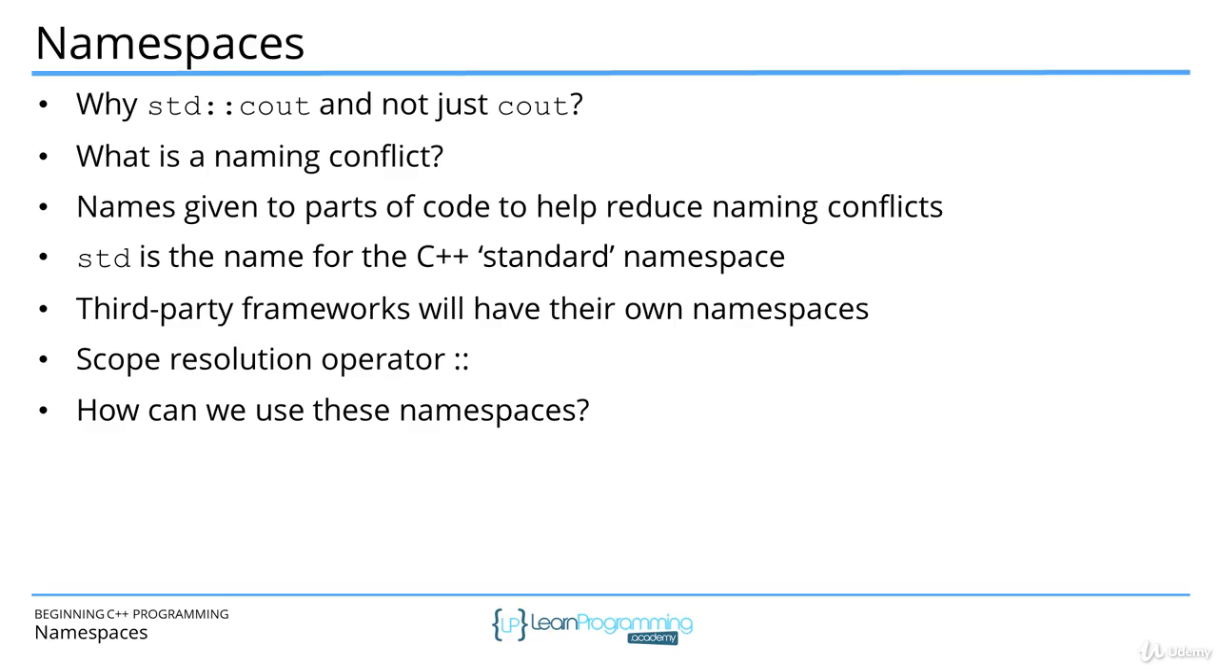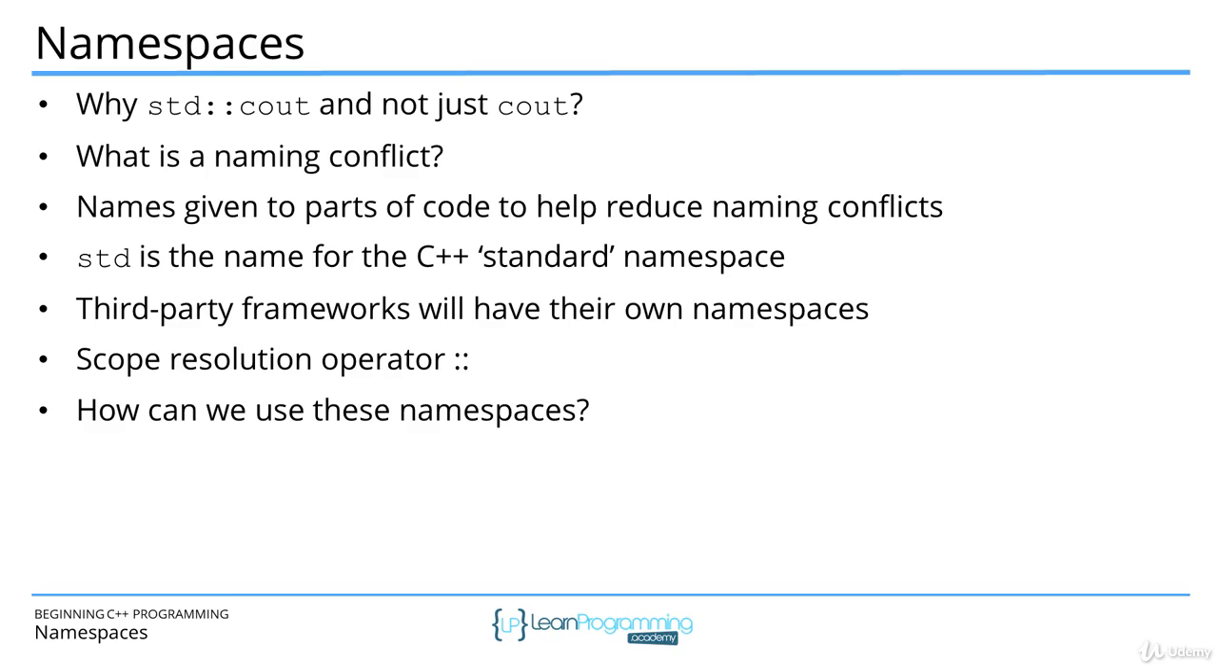That means that I could create a namespace called Frank, and I could define cout within that namespace. Now, if a programmer wanted to use my version of cout, all they had to do is say Frank::cout. That's it. If they wanted to use the one in the standard library, they would just say std::cout. It's as simple as that.